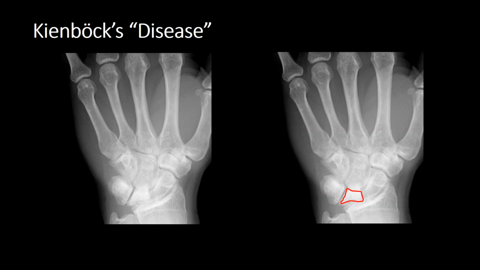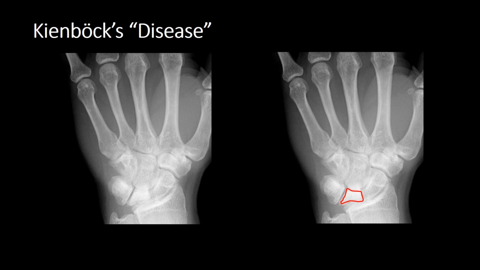Kienböck's disease is not actually a disease per se, it's a form of avascular necrosis. Now, avascular necrosis within bone, you tend to get this increased sclerosis and flattening and fragmentation. So it's the same sort of appearance that you get in the hip for Perthes as you get over the second metatarsal or third metatarsal head for Freiberg's infraction.